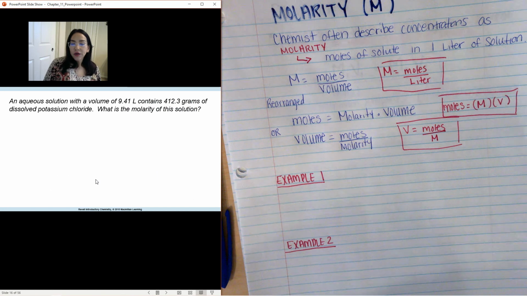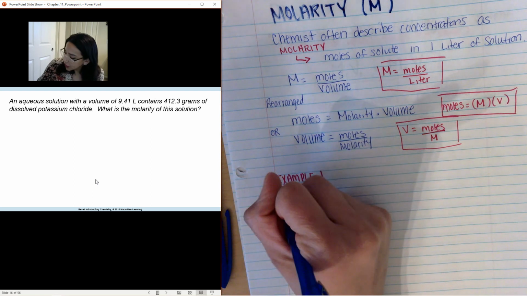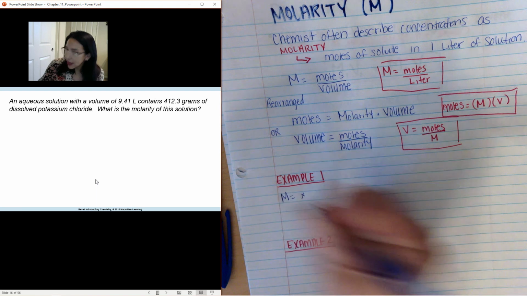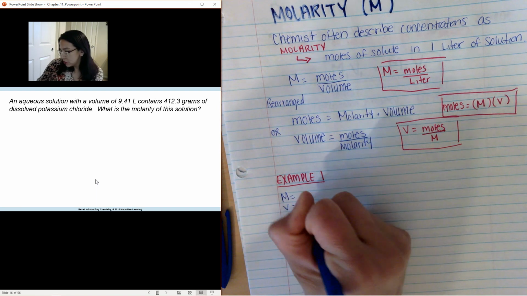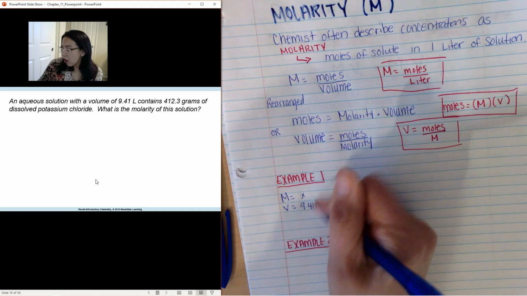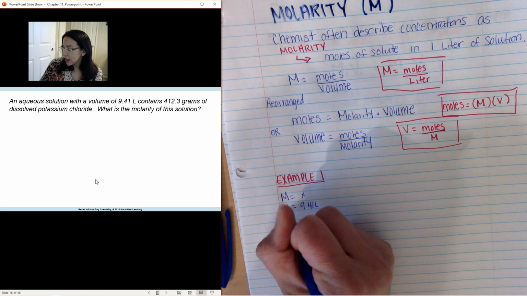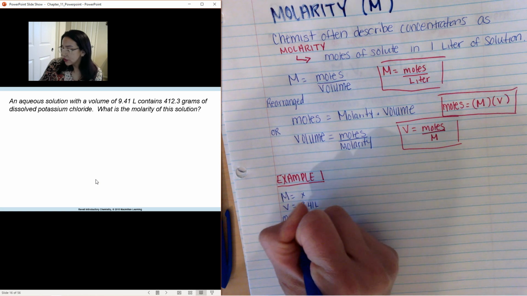First one, in an aqueous solution with a volume of 9.41 liters, it contains 412.3 grams of dissolved potassium chloride. What is the molarity of this solution? So in this case, we're looking for molarity. So molarity is equal to X. It is unknown. Our volume is equal to 9.41 liters. And our mass is given to us. So our solute is given to us in grams of 412.3 grams.